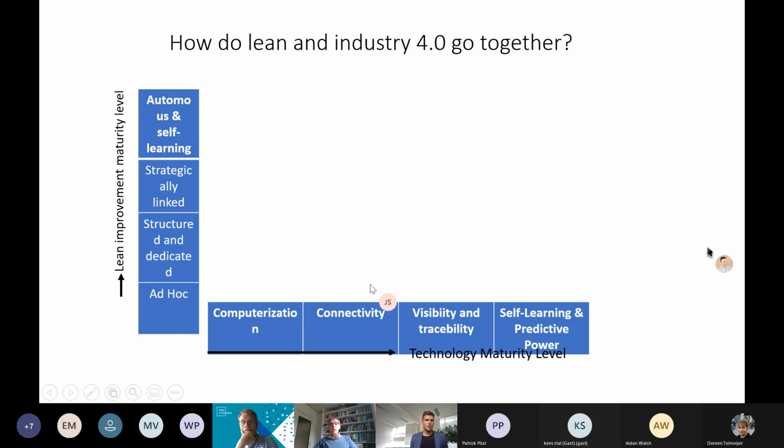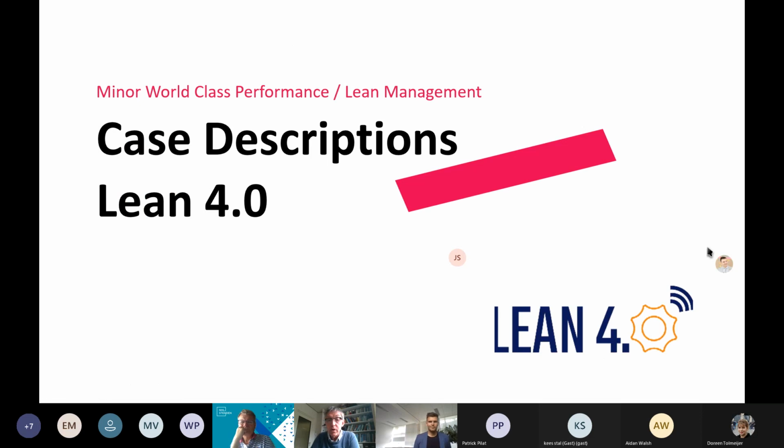So the next is a kind of scheme, a little simple scheme. Here you see the Lean improvement maturity level from Lean. And here you see the technology maturity level from Industry 4.0. So, and where are companies, and how are companies developing in this scheme? And for this, I would now like to give the floor to Mitchell or to Melanie.